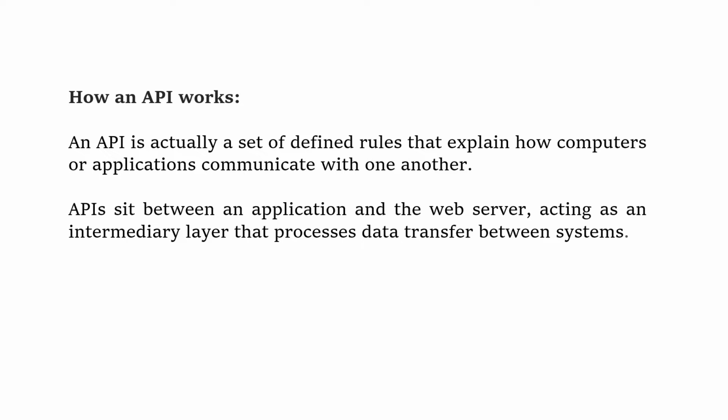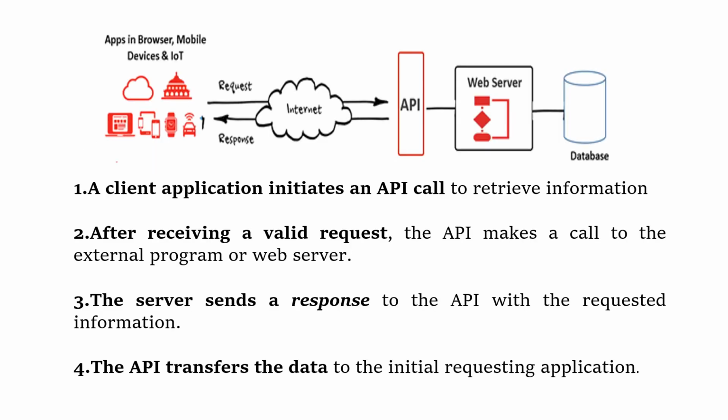This API sits between an application and the web server, as we mainly use web APIs nowadays, acting as an intermediary layer that processes data transfer between the systems. Seeing this picture, we can clearly identify where an API sits and how it helps in communication between the apps in the web browser and the other apps in the web.